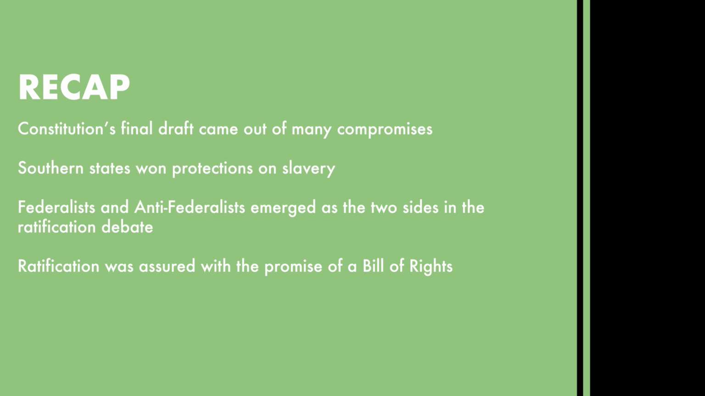Alright, here is your recap. The Constitution's final draft came out of many compromises. Southern states won many protections on slavery, specifically 3 of them. Federalist and Anti-Federalist emerged as 2 sides in the ratification debate. And finally, ratification was assured with the promise of a Bill of Rights.